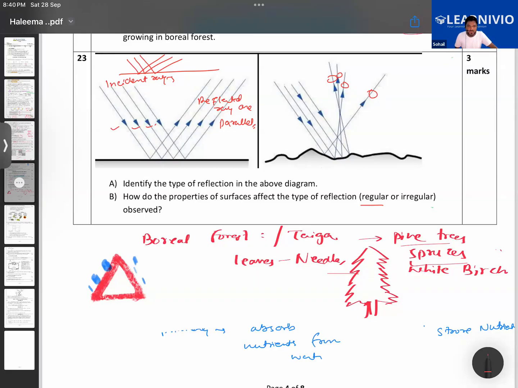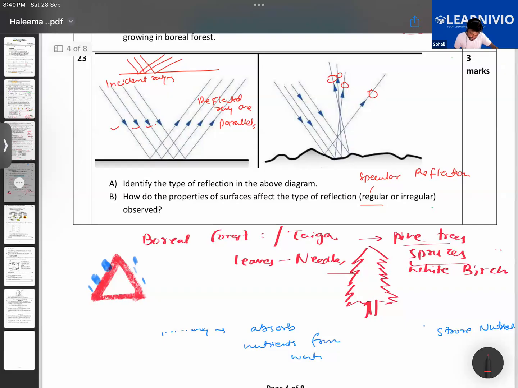Regular reflection is also known as specular reflection. So that will happen. But if the surfaces are rough, like wood or paper or an unpolished surface, then light will be scattered in different directions. So that's the case.